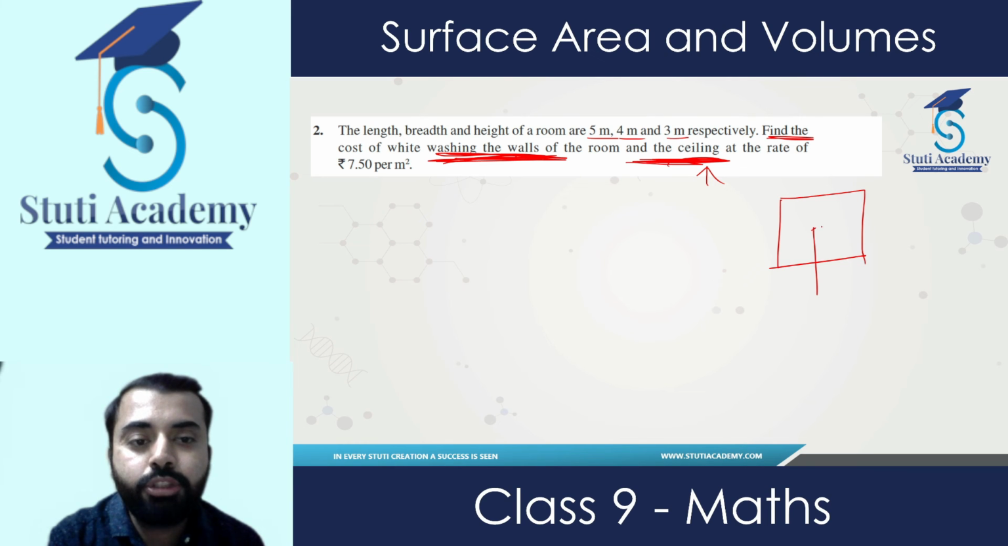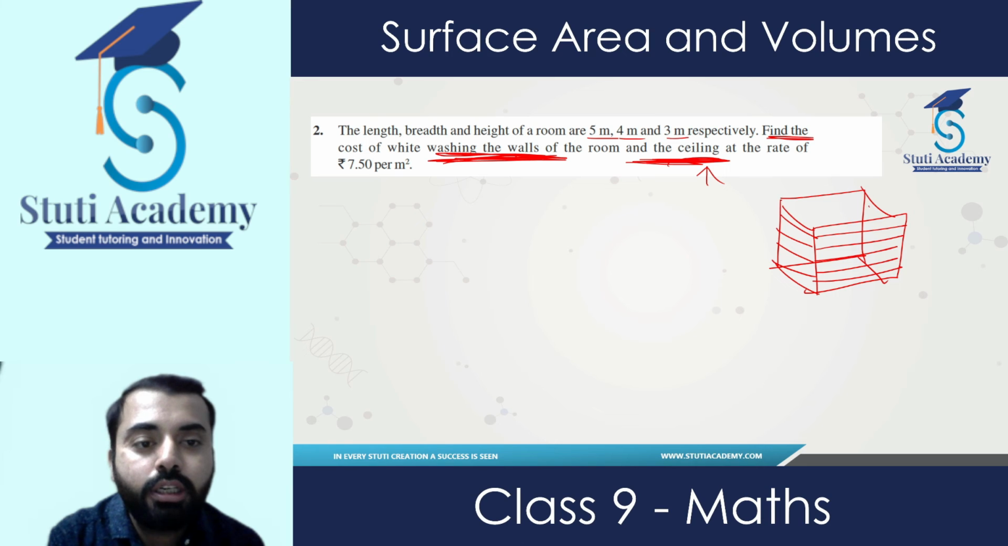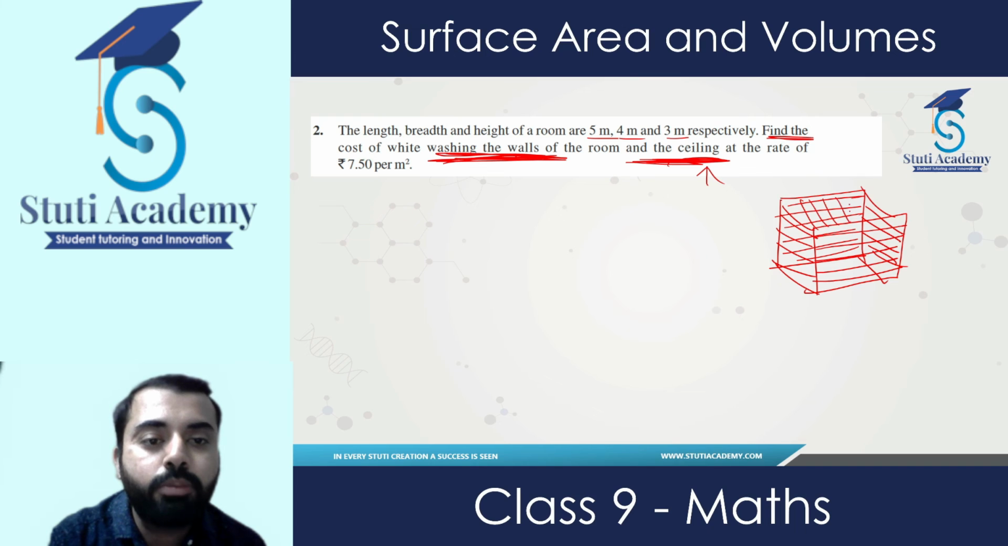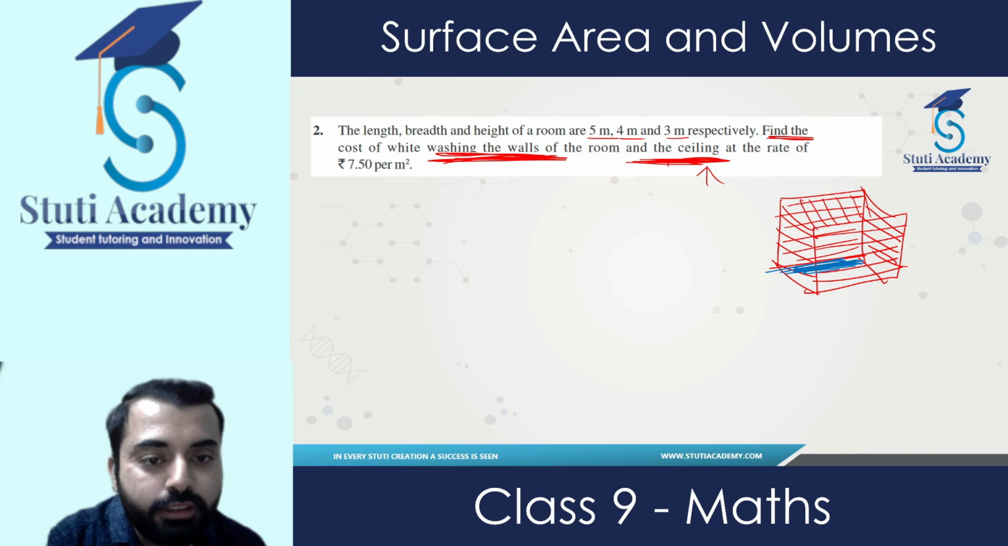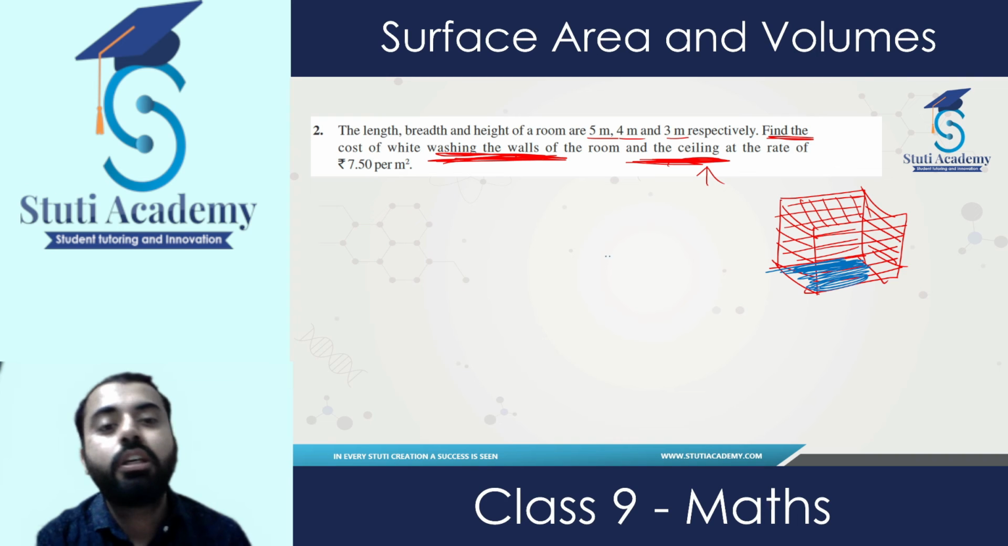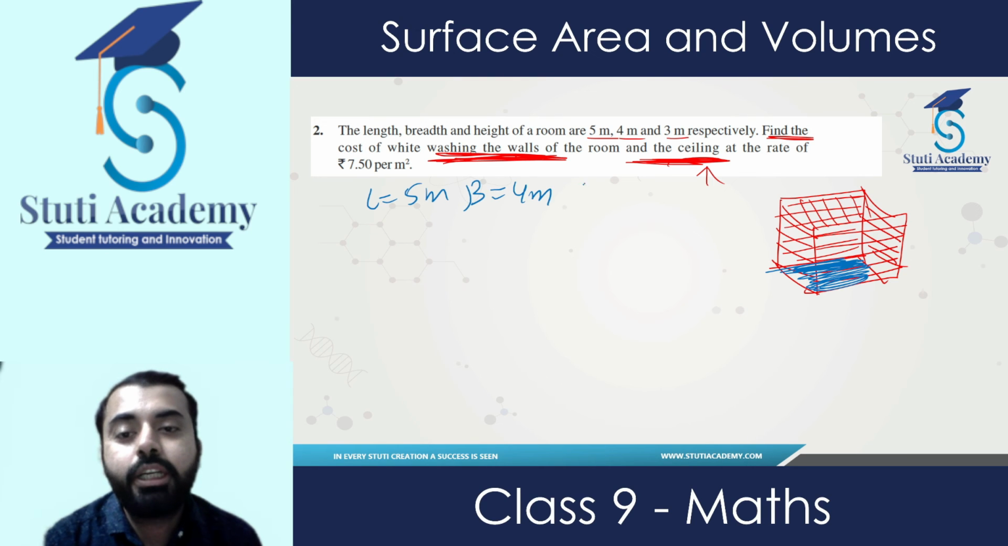My room must be a cuboid. Now I have to paint this, that, and I have to paint that one and this one. But I don't have to paint this one. This one is excluded. I don't need that one. I know this. If my length is 5 meter, my width is 4 meter, and my height is 3 meter, I don't have to paint that bottom face.